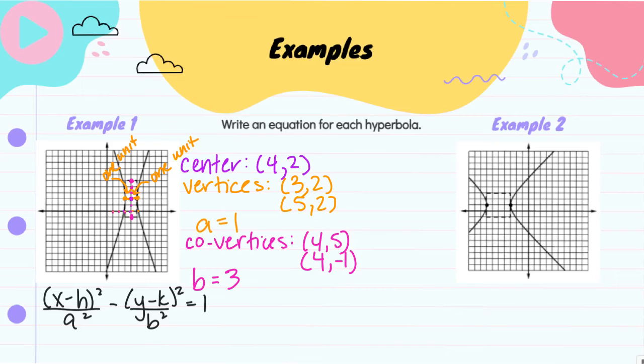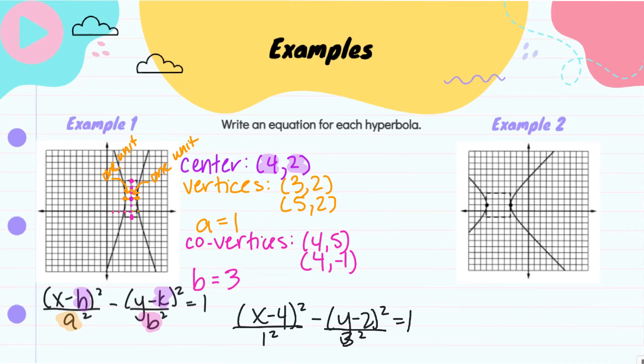So if you can see here, we're going to replace a with 1. We're going to replace b with 3. And then we are going to replace h and k with our center point. So we just say, oops. We don't say oops. We say (x minus 4) squared over 1 squared minus (y minus 2) squared over 3 squared equals 1.